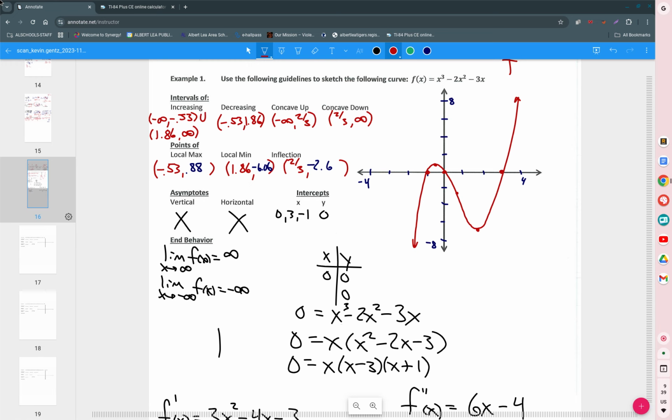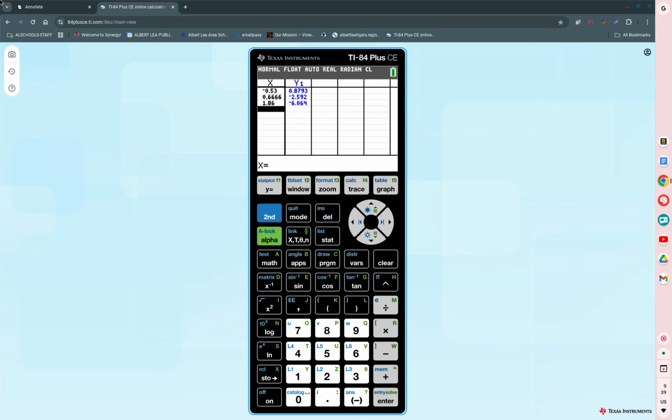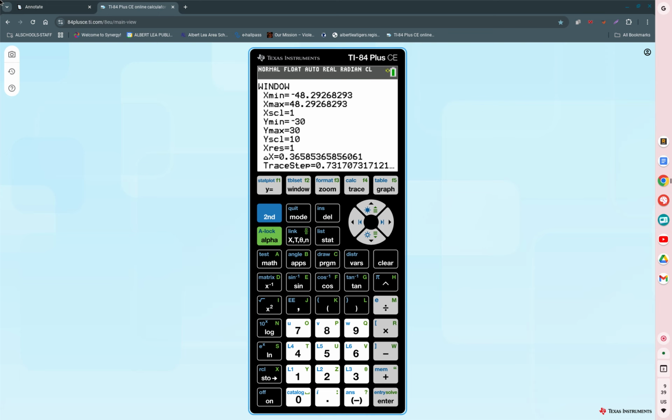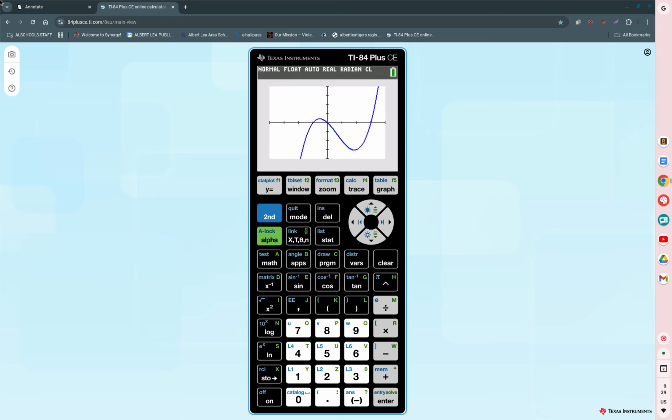Let's see if I produce the perfect graph. I go into my calculator. I'm going to change my window so that I am at a negative 4 and a positive 4, and a negative 8 and a positive 8. Tick mark every 2. And I press graph.